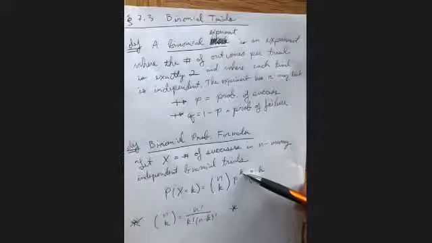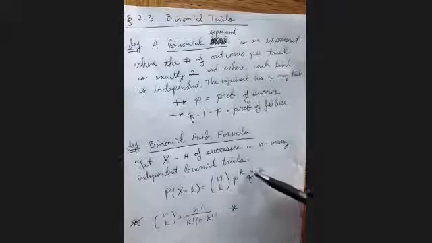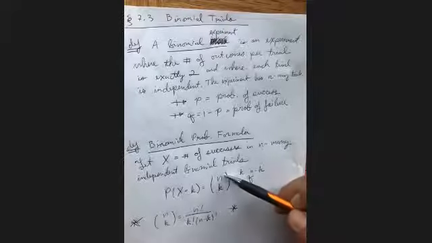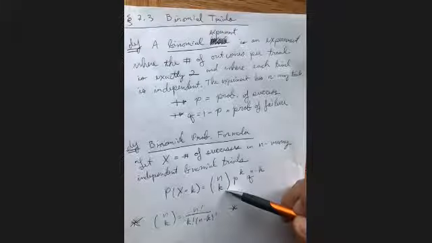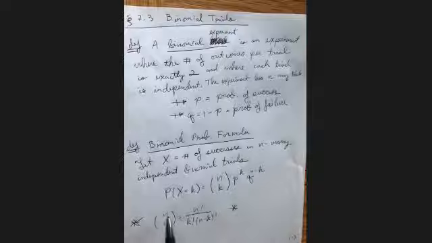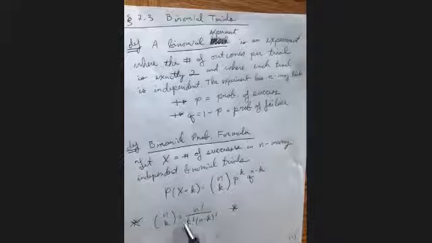P is raised to the power that counts the number of successes that we're interested in, and q is raised to the power n minus k, which is the number of failures. N choose k is a binomial coefficient, which we learn is computed using factorials, where it's n factorial over k factorial times n minus k factorial.